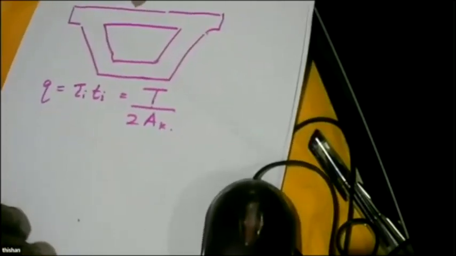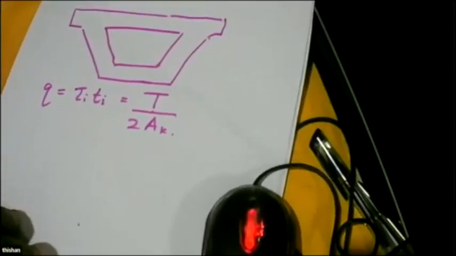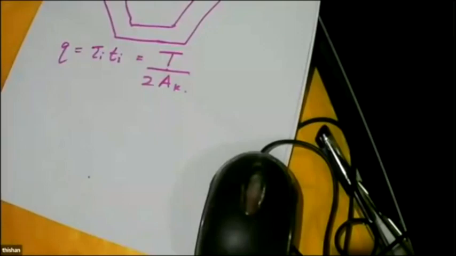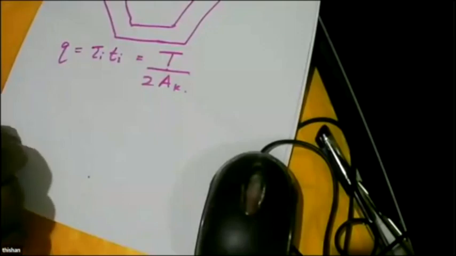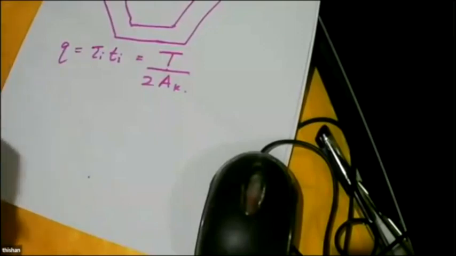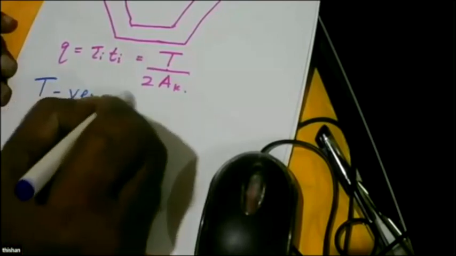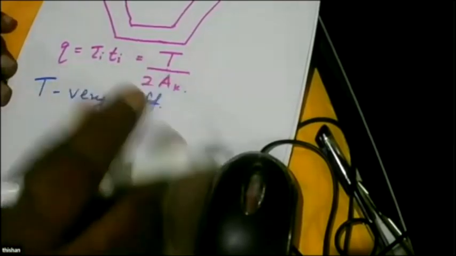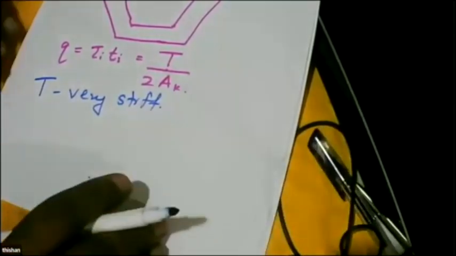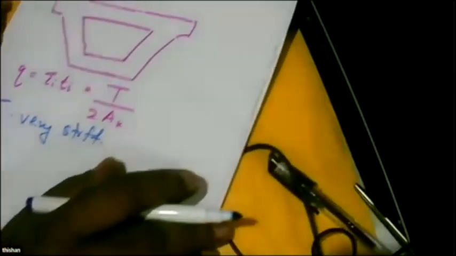It's applicable to sections like this, hollow sections. Now, what is the advantage of hollow sections? They are torsionally very stiff. Torsionally, they are very stiff. Why? Because we have a big section.